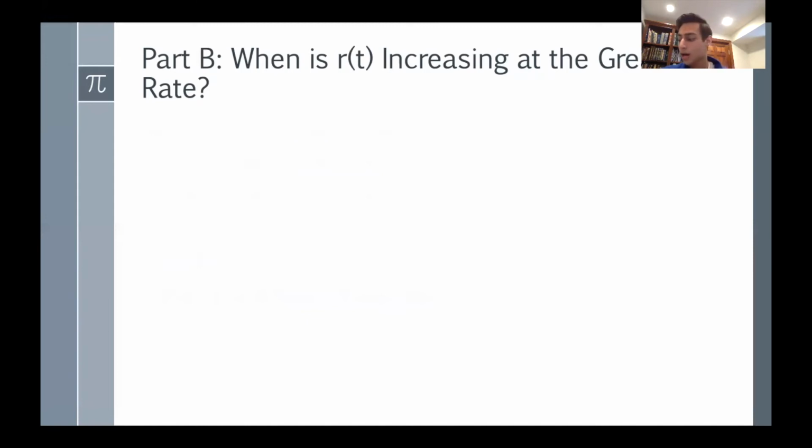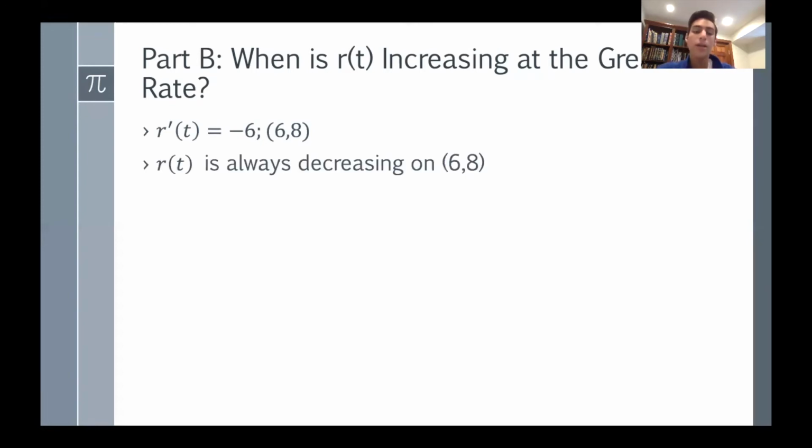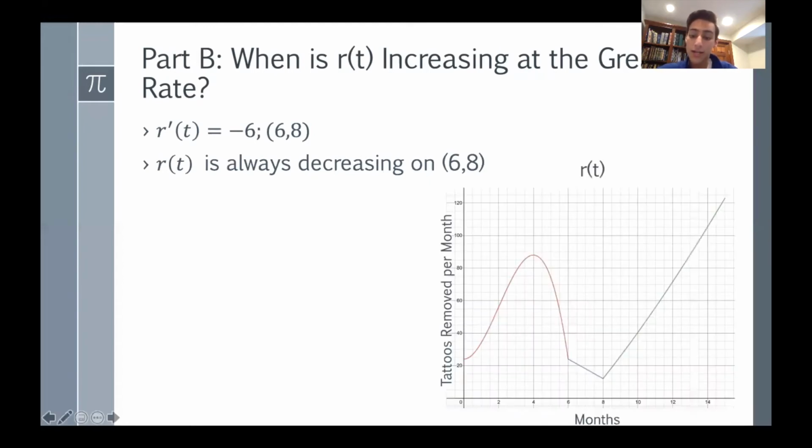We want to know if there could possibly be a maximum of r prime on the next piece of the piecewise function, which if you recall is from 6 to 8. But we know the derivative r prime is going to be negative 6 at all points between 6 and 8, because if you remember, r is linear at this point and it's decreasing. Since that line is always going down, since the derivative is always negative 6, we don't have to consider any of the points between 6 and 8, because we're looking for when it's increasing at the greatest rate, and here it's decreasing. So it's completely irrelevant to the problem. It's not going to be a maximum of r prime of t because it's decreasing, it's negative 6.